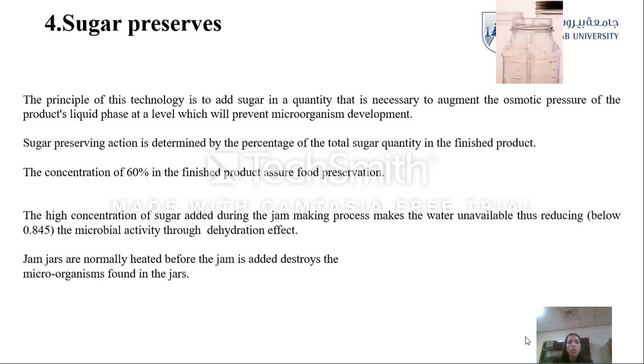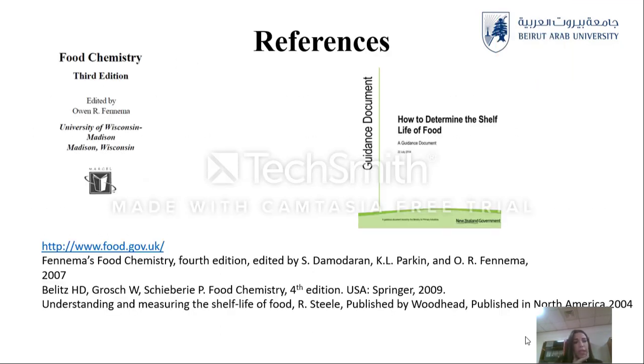Sugar preserves work like salting, mainly in jam, in order to reduce the water content and preserve the food. A concentration of 60% is really enough to assure food preservation. The high concentration of sugar added during jam making makes the water unavailable, reducing the water activity below 0.84, and this will extend the shelf life of the food.